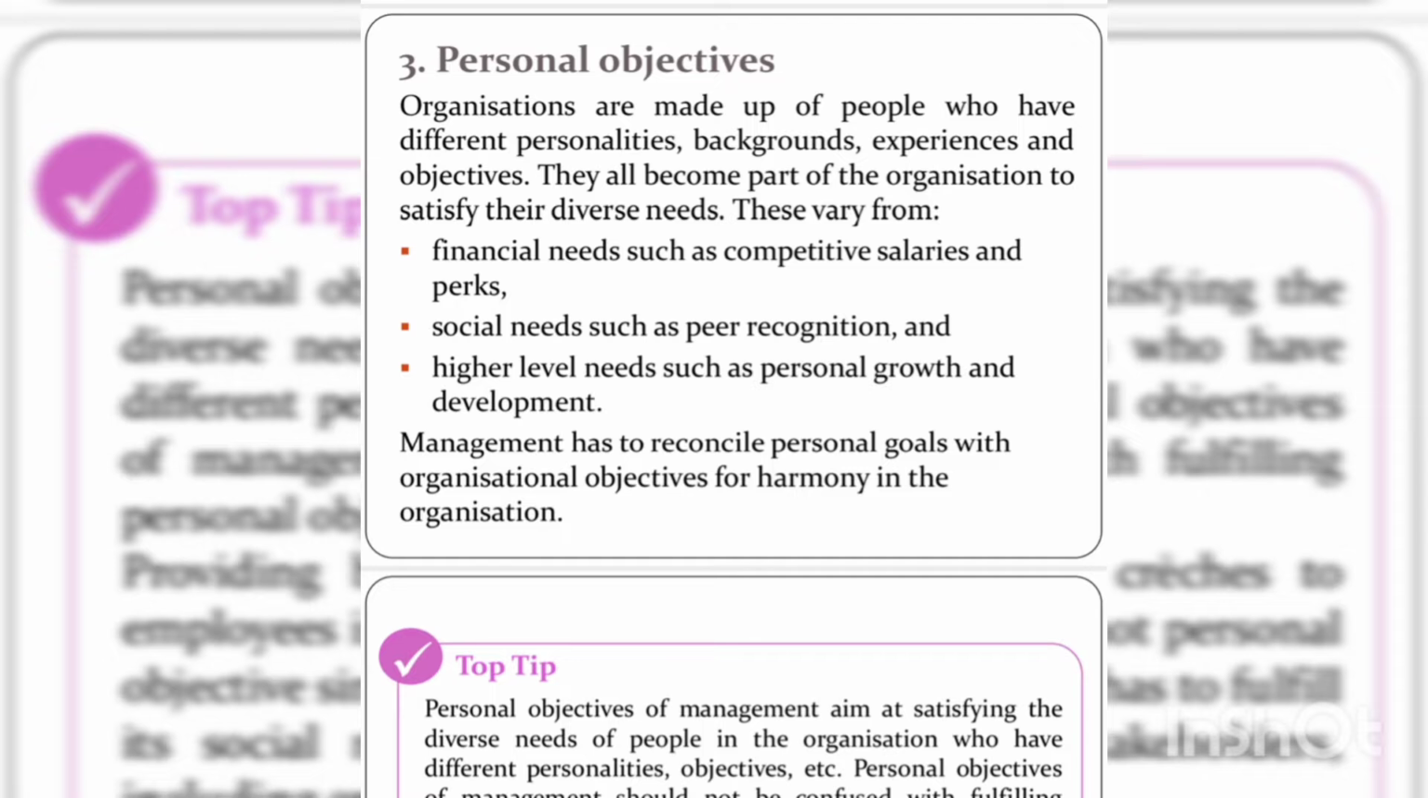For example, financial need. Everybody wants a good salary and perks. Social need, that is peer recognition. Higher level needs, it means everybody needs growth and development. Then a good and healthy working environment. So we have discussed three types of objectives of management: organizational, personal, and social.